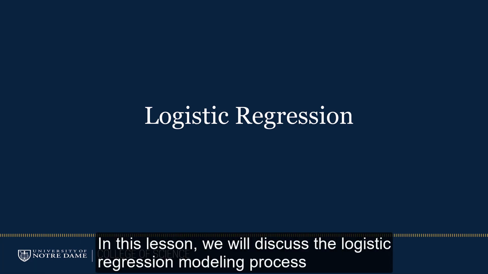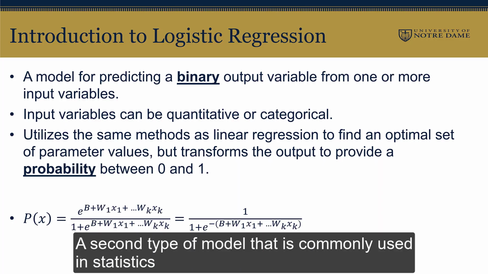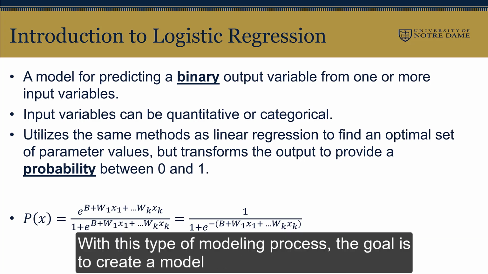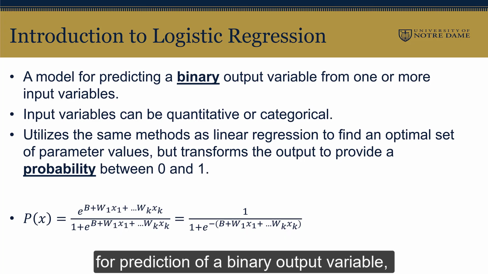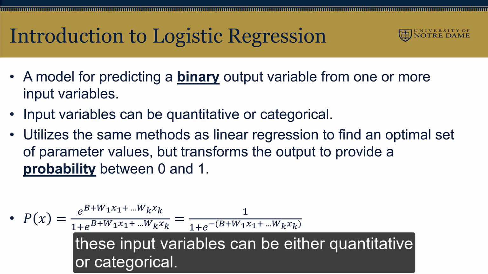In this lesson, we will discuss the logistic regression modeling process and how it relates to neural networks. A second type of model that is commonly used in statistics is called logistic regression. With this type of modeling process, the goal is to create a model for prediction of a binary output variable using one or more input variables. Just like with linear regression, these input variables can be either quantitative or categorical.